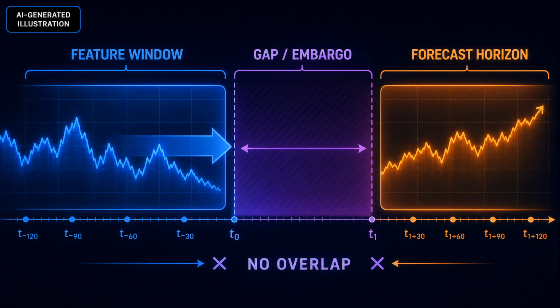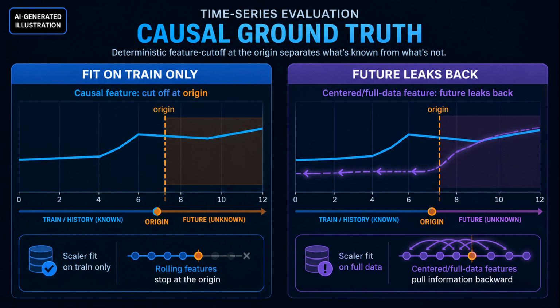A feature window and a forecast horizon can overlap the boundary. If a feature uses the last 20 observations and the label is several steps ahead, rows right next to the test block may still carry information across the split. A gap, sometimes called an embargo, removes that boundary strip. In scikit-learn's time series split, gap is the number of samples excluded from the end of each training set before the test set.